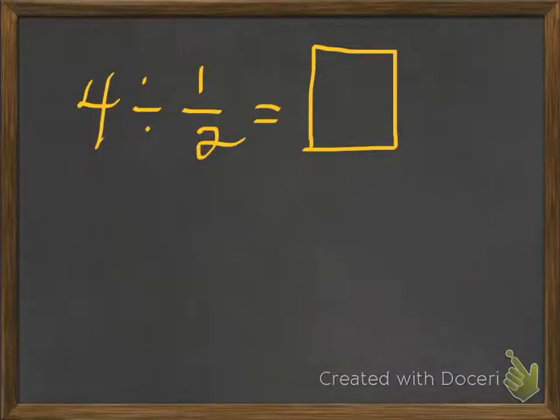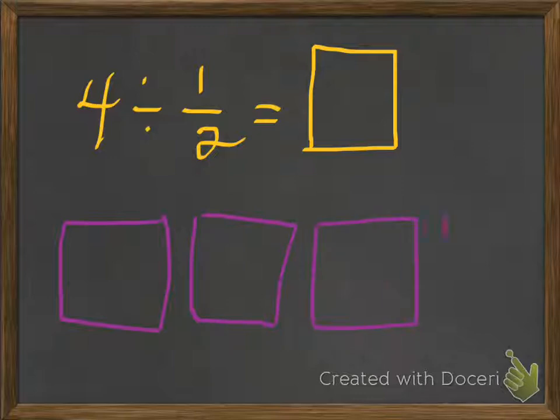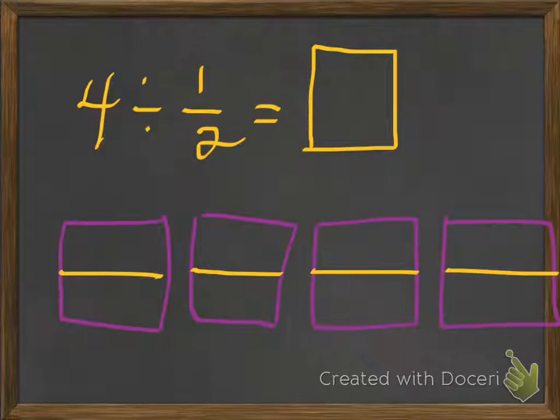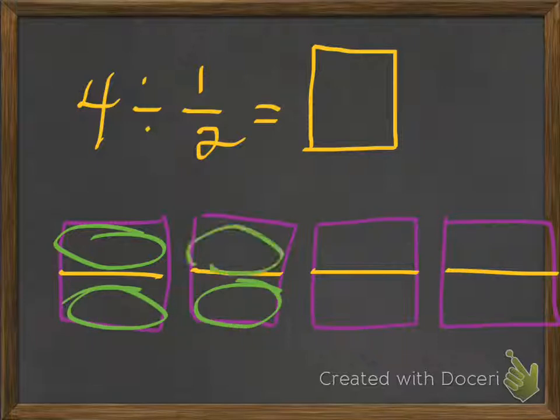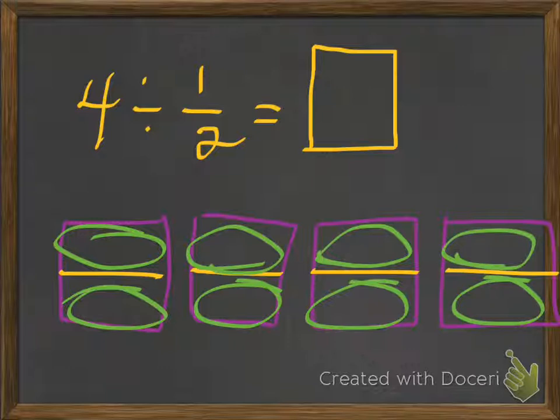Let's try it with 4 divided by 1/2. I can draw a 4 of something: 1, 2, 3, 4, and then divide it into halves. So 1/2, 1/2, 1/2, 1/2. Now how many halves are there? Just count the halves. There's 1, 2, 3, 4, 5, 6, 7, 8.